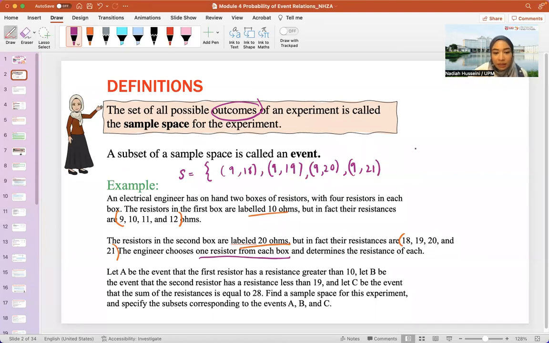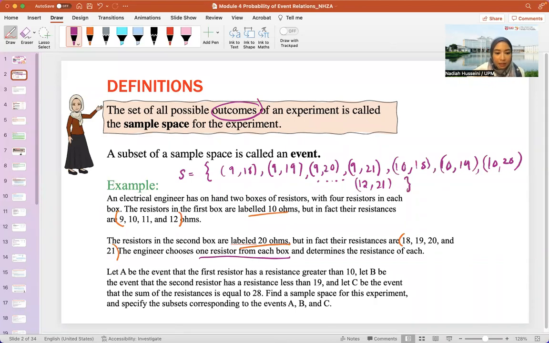Can it be 9, 9? Is it possible for the engineer to choose 9, 9? No, because we need to take one from each box. If it's 9, 9, then the engineer is taking just from one box, and that's not our experiment. So 9, 21; 10, 18; 10, 19; 10, 20; 10, 21, etc., up until 12, 21. You have to list out all the outcomes if they ask you for the sample space.